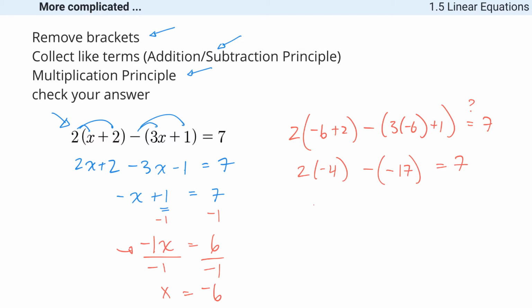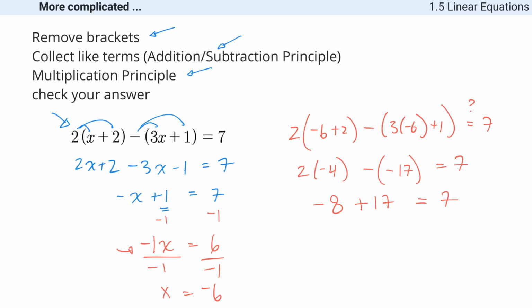Okay, 2 times negative 4 is negative 8. Minus a negative 17 would be plus 17. Is that right? Does that equal 7? That doesn't equal 7. What did I do wrong? Oh, I see what I did wrong, right at the start.